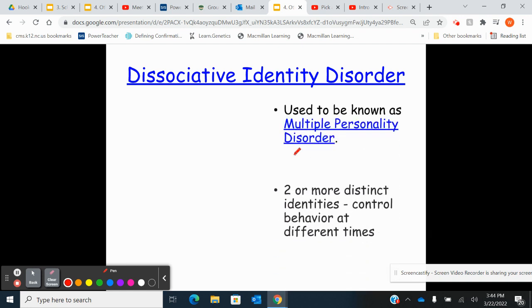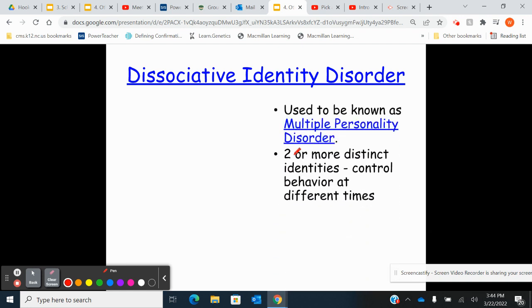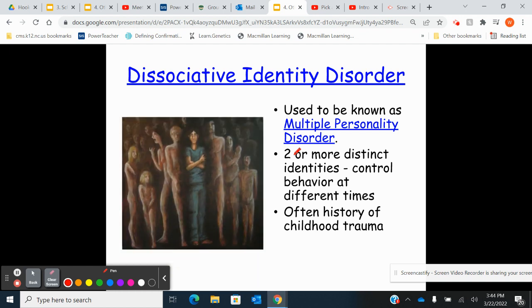So the most commonly known is dissociative identity disorder, which is where a person develops two or more distinct identities that seem to control their behavior at different times. This used to be known as multiple personality disorder. The idea here is there's often a history of childhood trauma, and they create these multiple personalities basically as protection.